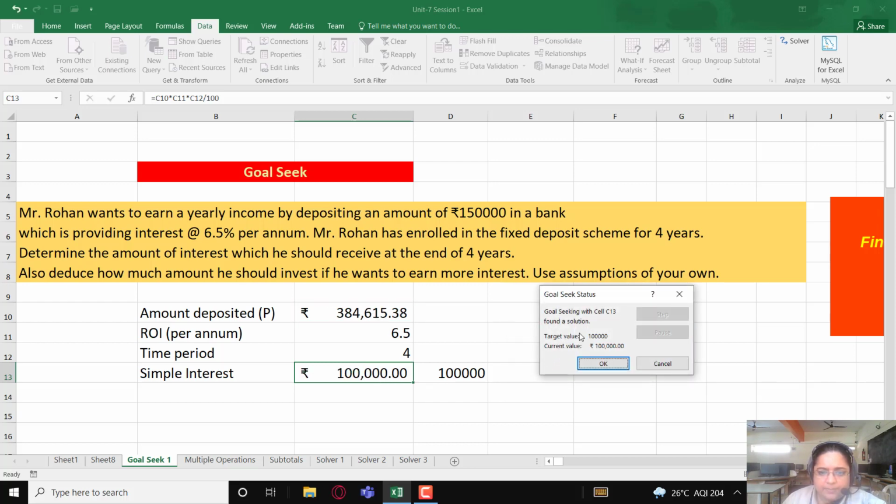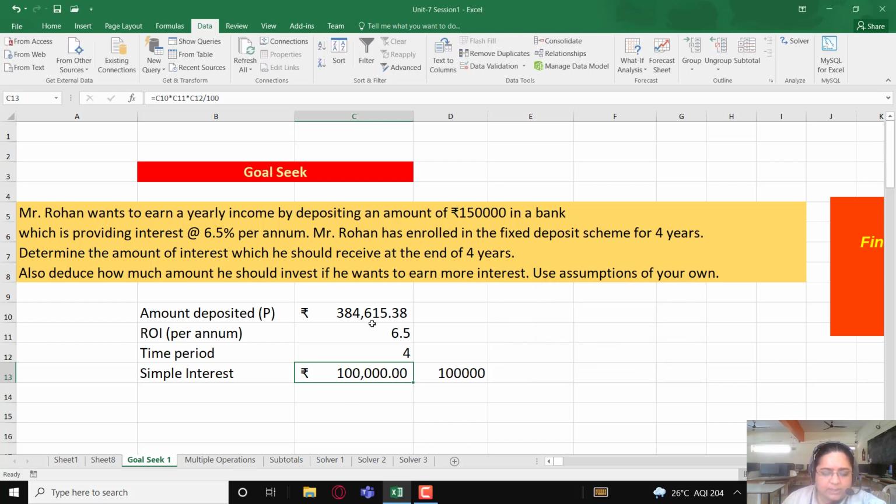Now click on OK, and goal seek gives us a value, that is in order to earn an interest of 1 lakh rupees, he has to invest some 3,84,615 rupees 0.38, that is 38 paise. So this is how we can figure out how much amount of money a particular person, that is we can figure out the variable by using a certain target. Okay, so this is one example of goal seek.